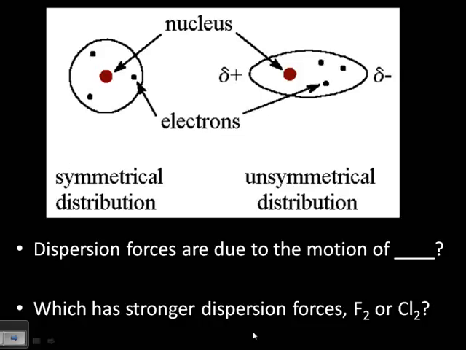So the question of which has stronger dispersion forces comes down to fluorine or chlorine, which has more electrons. Chlorine has more electrons, and we can usually look at mass as an indication of how many electrons something is going to have, and chlorine has more. So we're not just talking about valence electrons here, we're talking about all electrons. So the more electrons, the more dispersion forces a molecule will have.